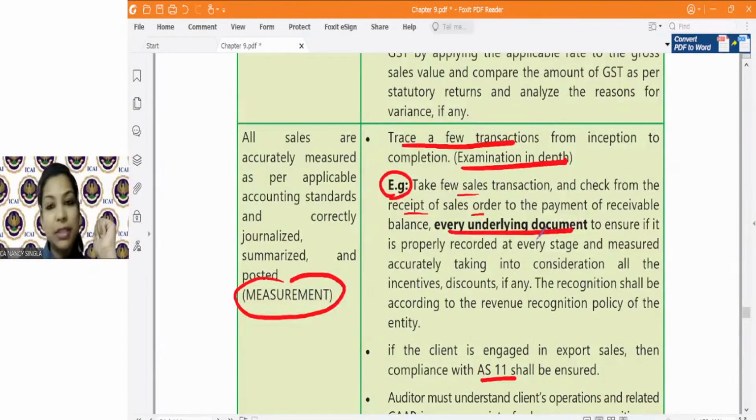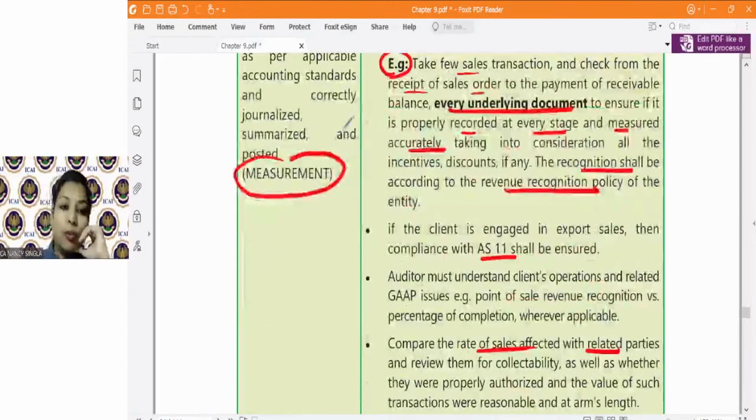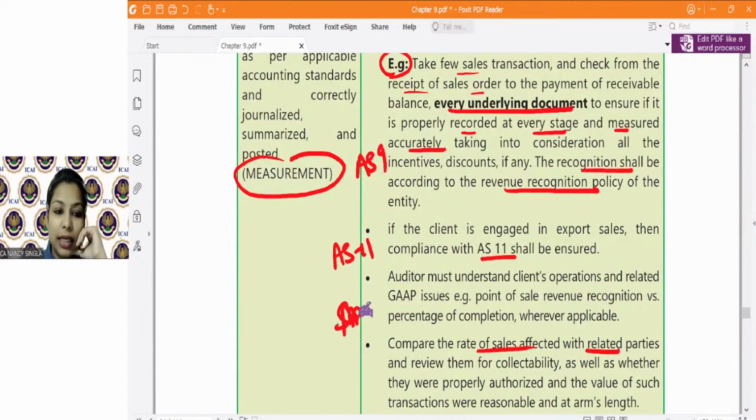Now you should understand the underlying, the documents which form the foundation of that transaction, recorded at every stage, whether measured accurately or not, and the recognition shall be as per the revenue recognition policy. So basically this is what AS9, this is what AS11, this is also talking about AS9.